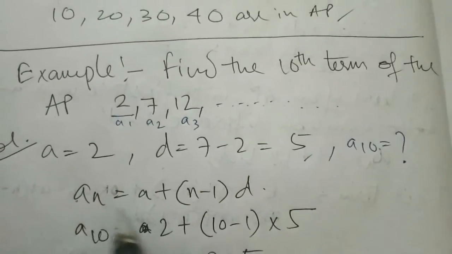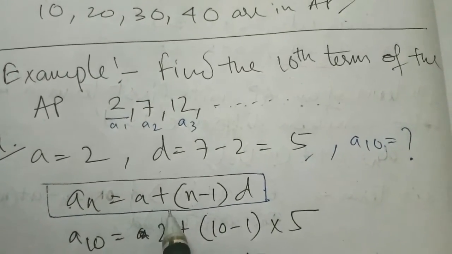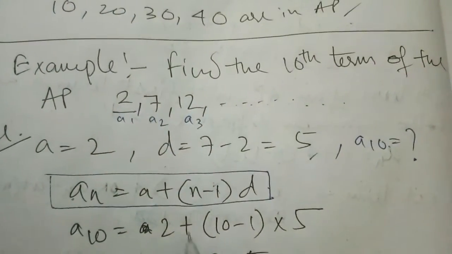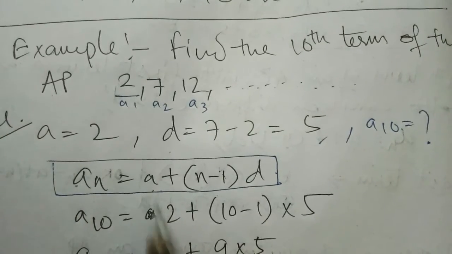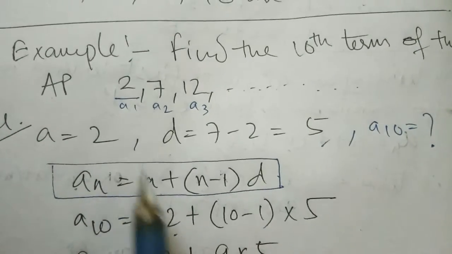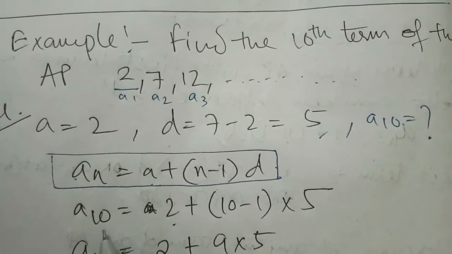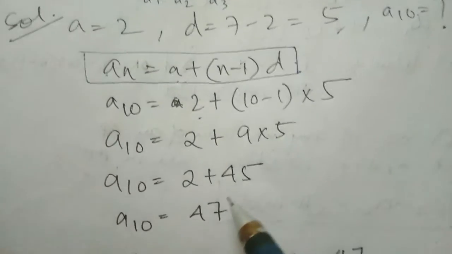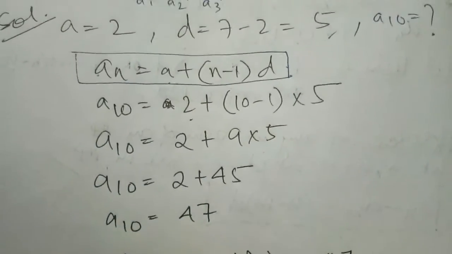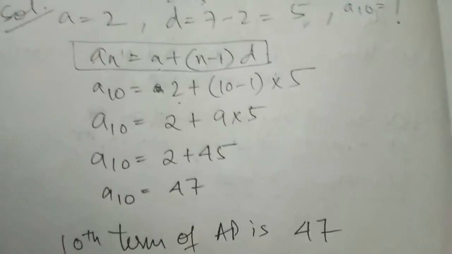Now AN is given by A plus (N minus 1) into D. Now A10 is coming what? The value of A is 2, see here 2 is written. Now N is what? Which term are we finding? The 10th term. So 10 minus 1, and D has already come as 5. Now I put the value. See, the value is coming 47. At the end, write down: the 10th term of the AP is 47.